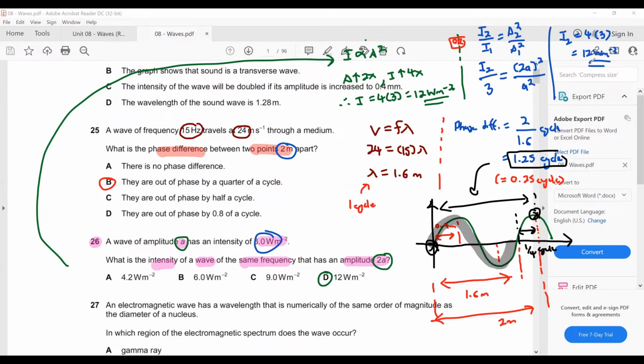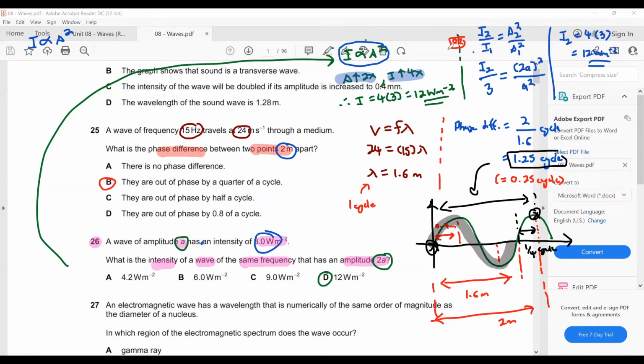So you're still getting the same answer, right? Regardless of whether you use this method or this method, it is going to be the same. Okay. Now, another thing I probably should mention to you is this. If I is proportional to amplitude square, just now amplitude increased 2 times, intensity increased by 4 times. All right.